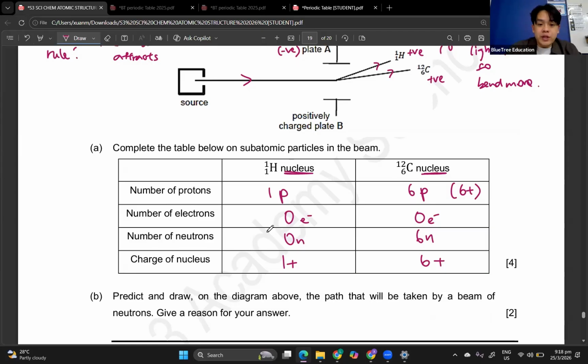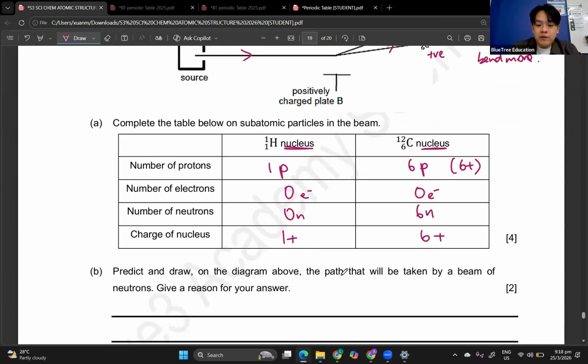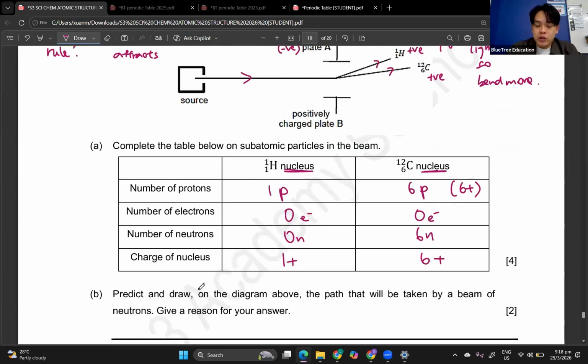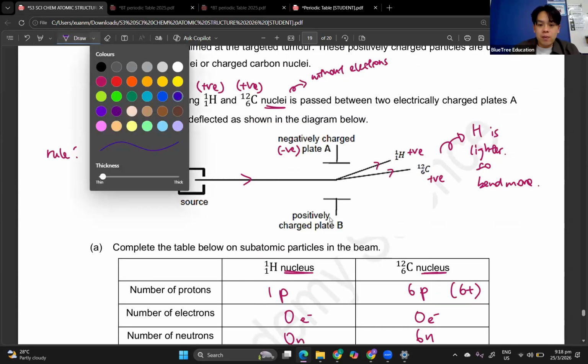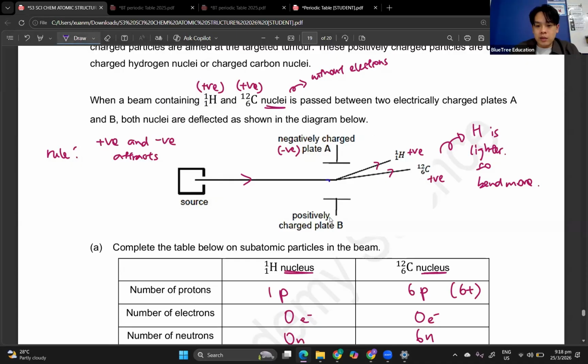Next. Predict and draw on the diagram above the path that will be taken by a beam of neutrons. Neutrons are neutral, therefore when we draw it there, you have to draw it like that. Draw like this, and then label here neutrons.